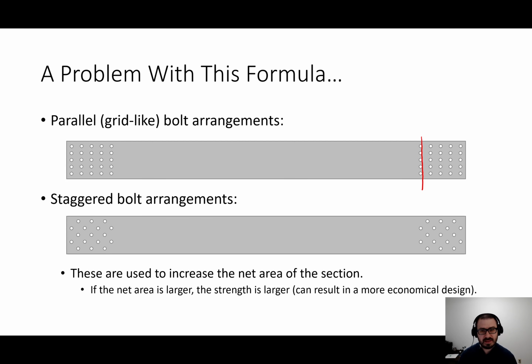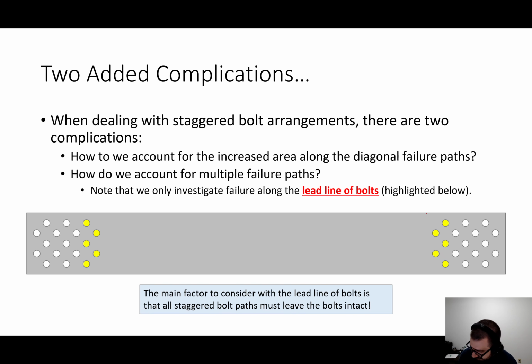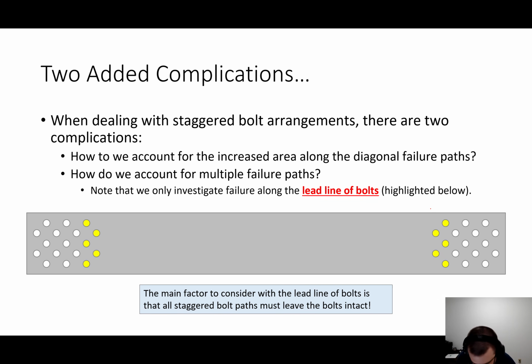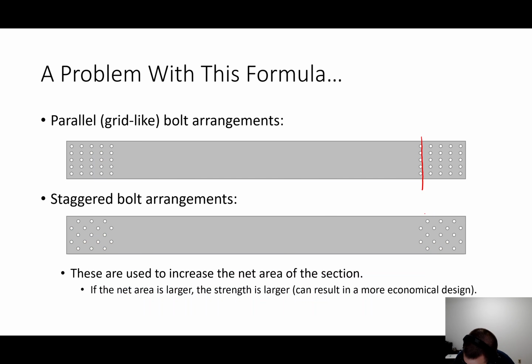But if we look at the net section, let's say along a staggered arrangement, let me go back. The section might actually look something like this. It might go down, over, down, over, down, over. And so the actual failure path is going to be different for staggered arrangements than it is for parallel arrangements, whereas parallel arrangements is just perpendicular.